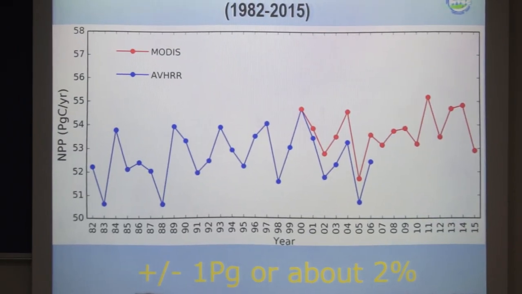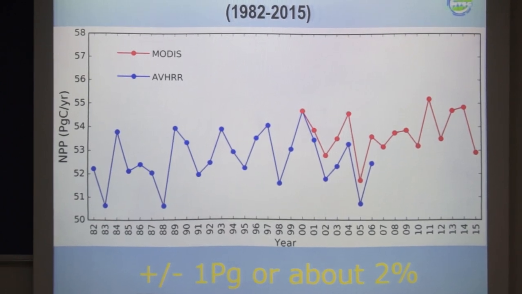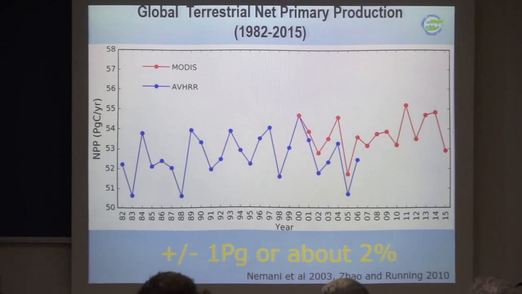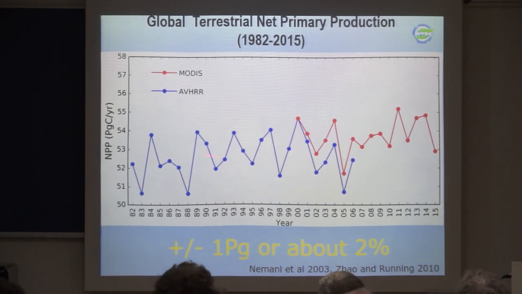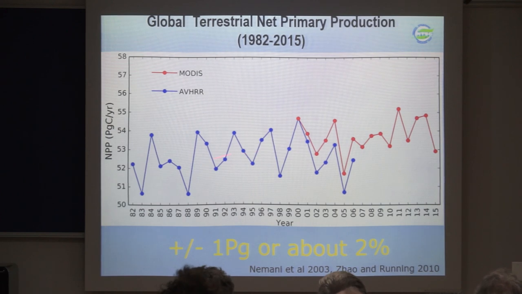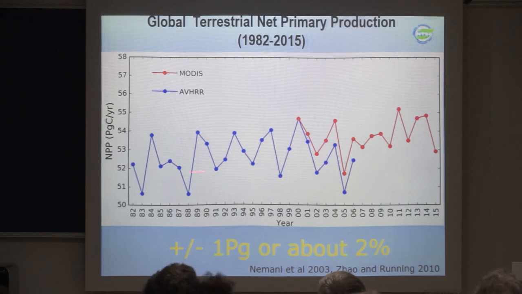So we've put together our global NPP record, which is now getting to be 35 years long. And of course, everybody tried to see, is it going down? It's certainly not going down. Does that look like it's going up? It might be going up.